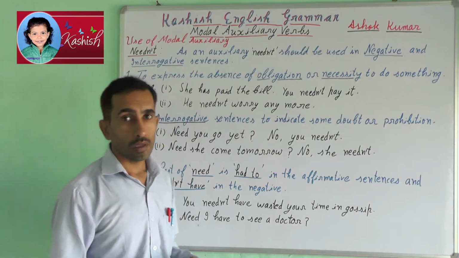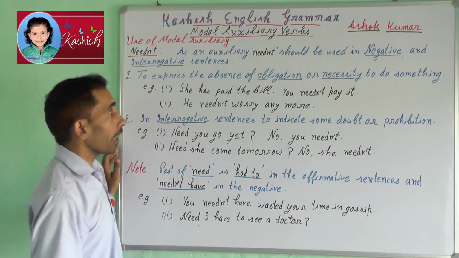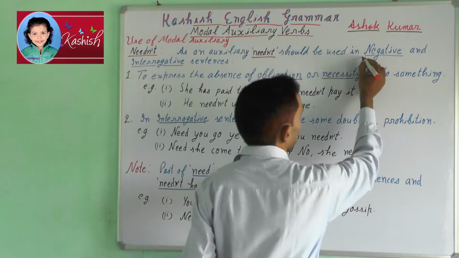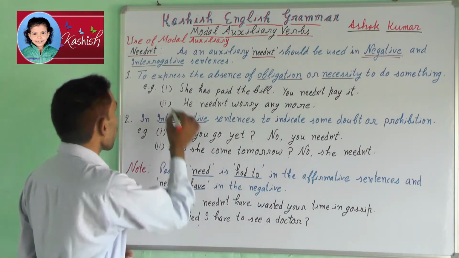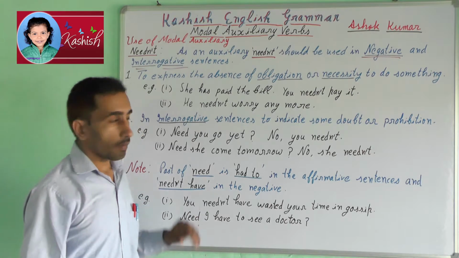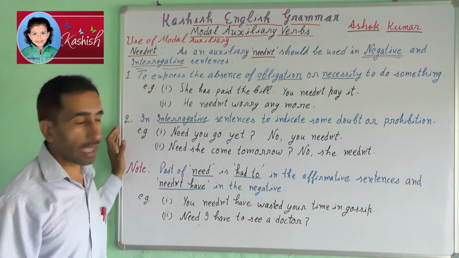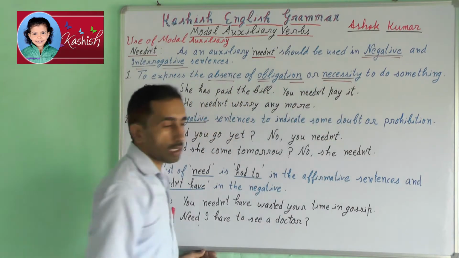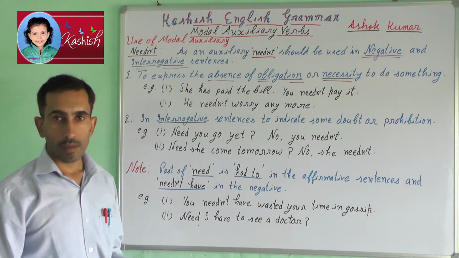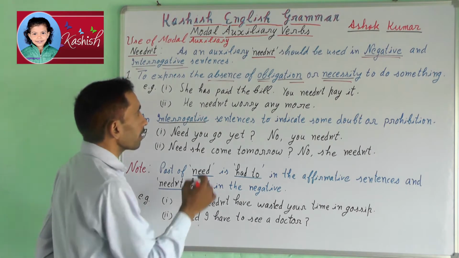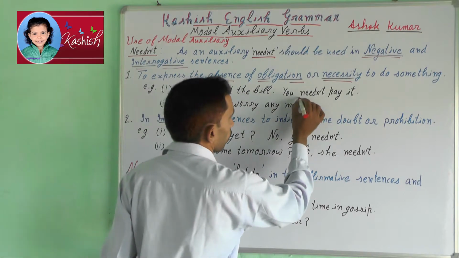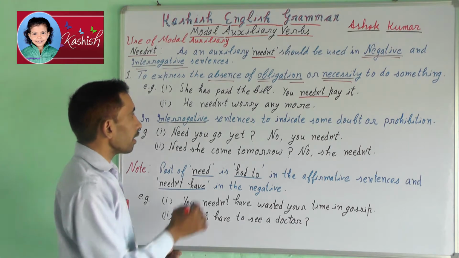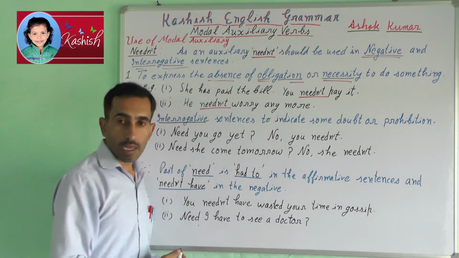Use of needn't. As an auxiliary, needn't should be used in negative and interrogative sentences. First, to express the absence of obligation or necessity to do something. For example, she has paid the bill. You needn't pay it. Next, he needn't worry anymore.